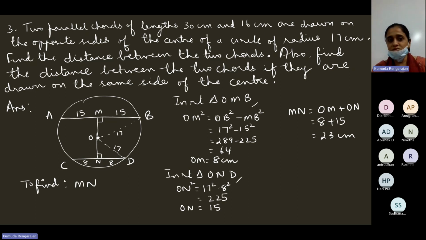The next part of the question is to find the distance between the two chords if they are drawn on the same side of the center. If the two chords are drawn on the same side of the center. Is it done? Okay. So now they're drawn on the same side of the center.